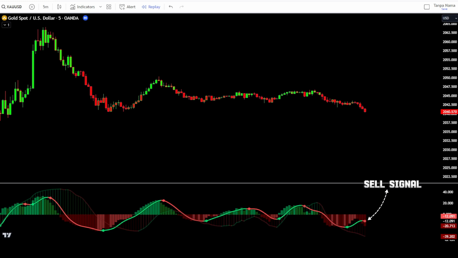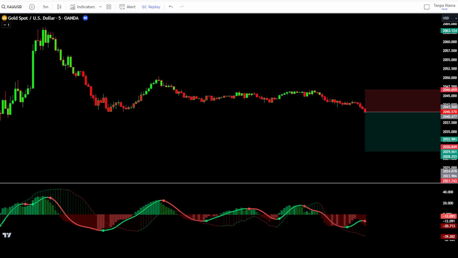4. Wait for the b-xtrender color to turn red, accompanied by the appearance of a red dot. 5. If all conditions are met, execute a sell entry after the bearish candlestick is closed. 6. Place the stop loss at the most recent swing high. 7. Utilize a take profit target with a risk-reward ratio of 1 to 1.5.